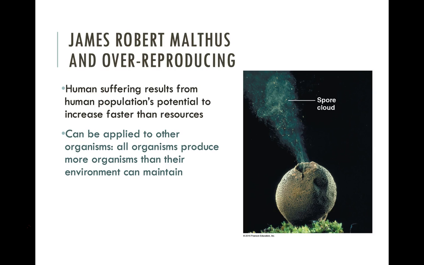So Darwin took this idea and applied it to other organisms as well. And he noticed that all organisms produce more offspring than their environment can maintain. Some of the offspring are not going to survive. Some organisms in the population are not going to be able to survive because they don't have the advantageous traits that others in the population have.